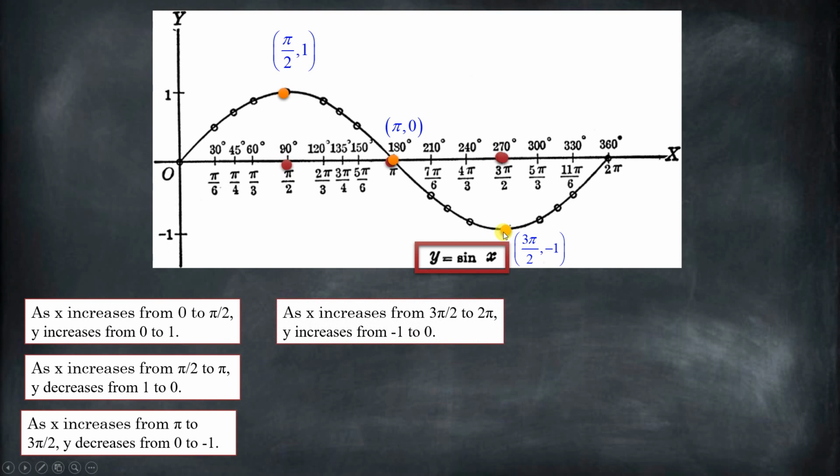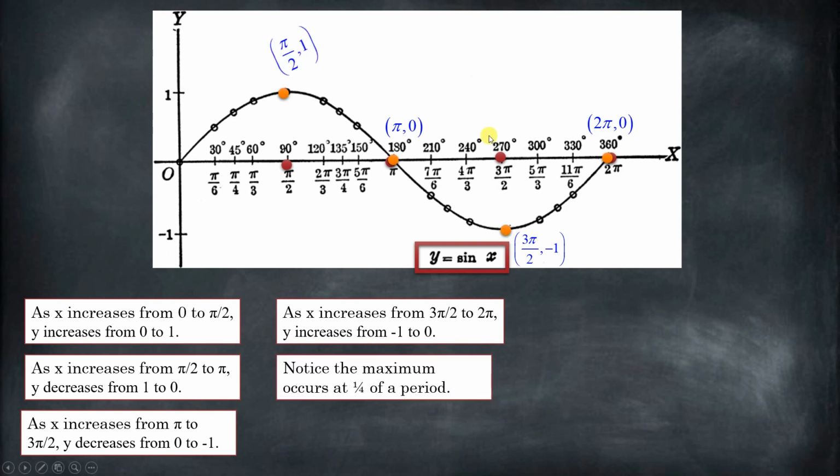To finish it up, as x goes from 270 to 360, the y values increase from -1 back to 0. So what we end up with is a maximum value at 1/4 of the period. Now the period is how long the trig function takes to complete one cycle before it starts to repeat itself. In a minute we'll see a graph with multiple periods, because the x values, the angles, could be negative off to infinity, and they certainly go past 360.